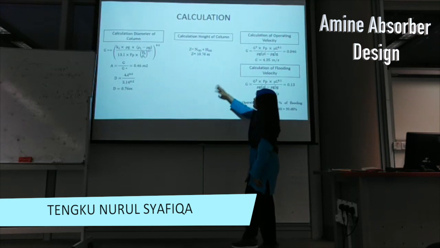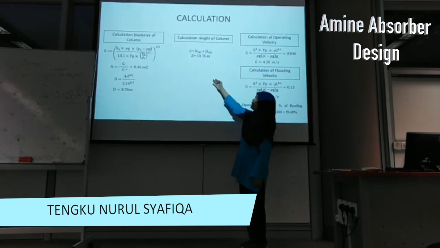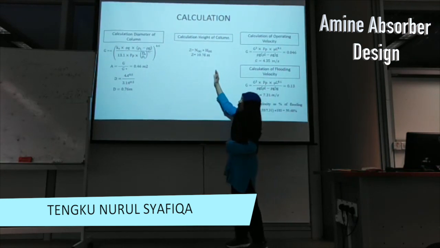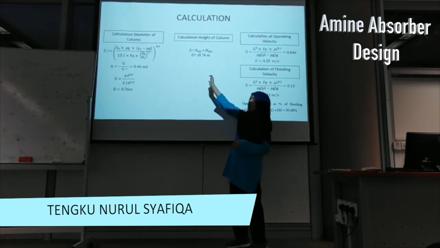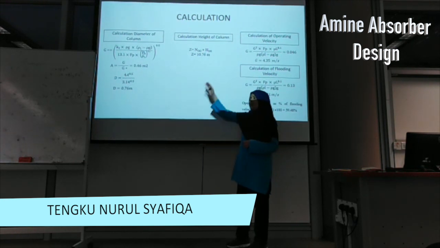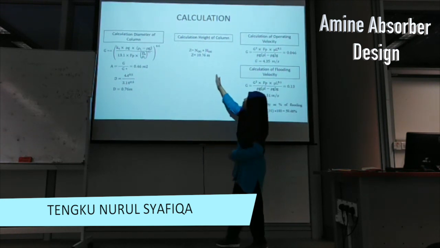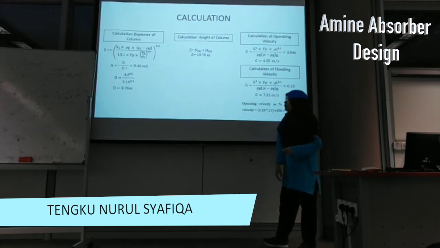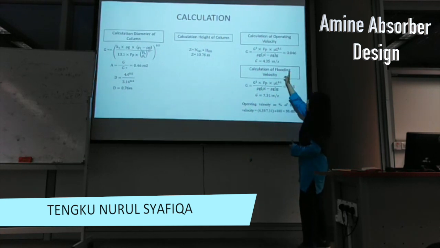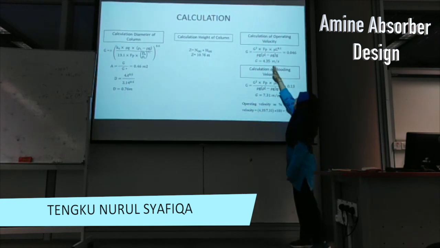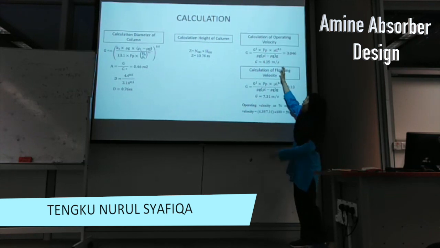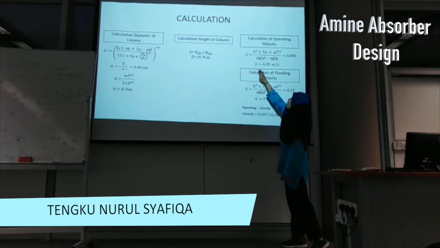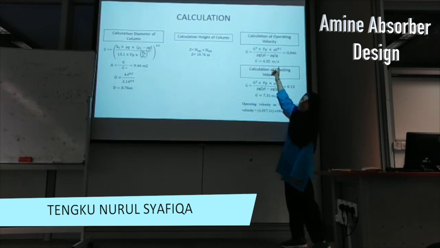Next, we proceed to the height of the column. For the height of the column, we can calculate it by multiplying the number of transfer units by the height of transfer unit. By using this formula, I got the height of column equals 10.76 meter. After that, we calculate the operating velocity. We use this formula equals to 0.046, and we substitute all the values and find the G. Our G, which is the operating velocity, equals 4.35 meter per second.